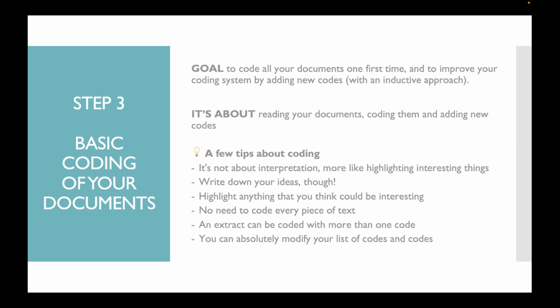So step 3 is the basic coding of your documents. And the goal here is to code all your documents one first time, and also to improve your coding system by adding new codes with an inductive approach, as I was saying. So you are going to delve into the content of your documents, reading them again, and this time coding them. So this is the first row of coding. This is why it's called basic coding. You can, of course, keep improving your coding in the next steps.